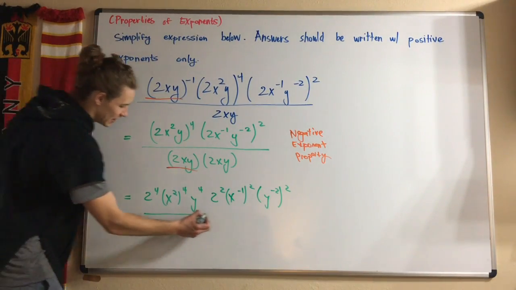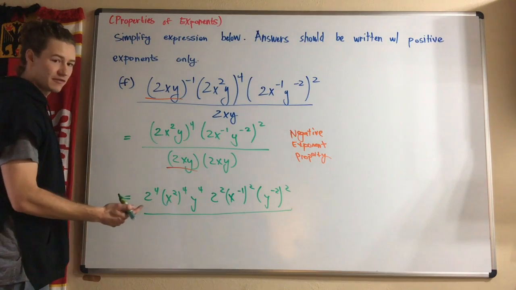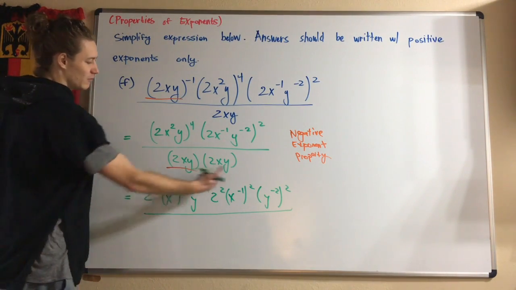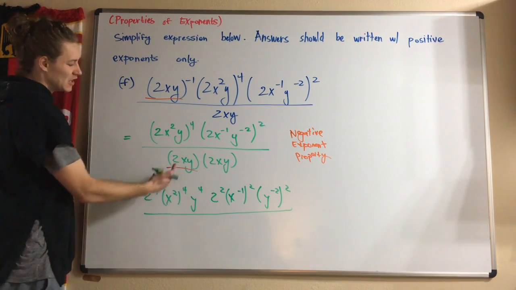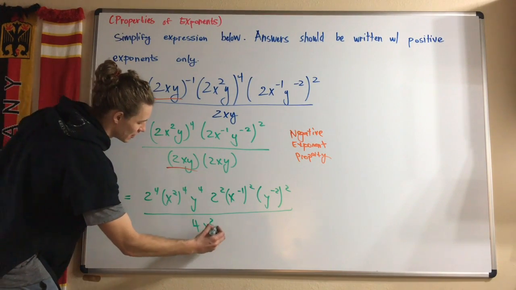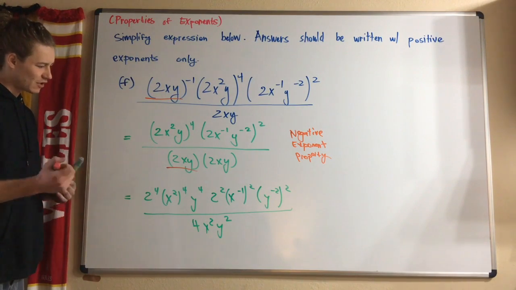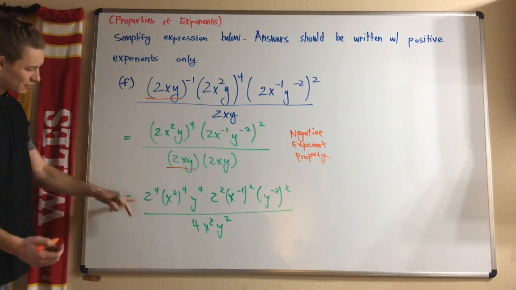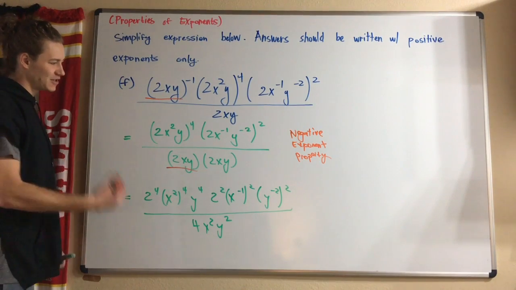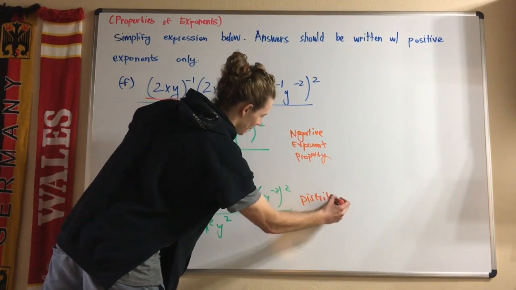And in my denominator, notice that multiplication is associative and commutative, so I could multiply these in any order I choose. So I'm going to multiply 2 and 2 to get 4, multiply x and x to get x squared, multiply y and y to get y squared. So again, what did I do in the numerator? Well, in the numerator, I just used the distributive property of exponents.